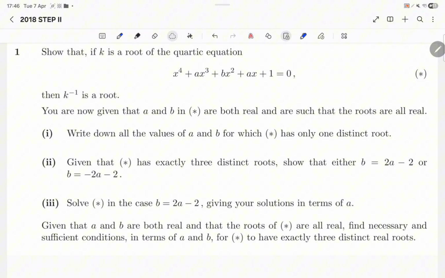Given that a and b are both real and that the roots of star are all real, find necessary and sufficient conditions in terms of a and b for star to have exactly 3 distinct real roots. Pause the video to have a think, and once you're ready, restart to see if you were correct.